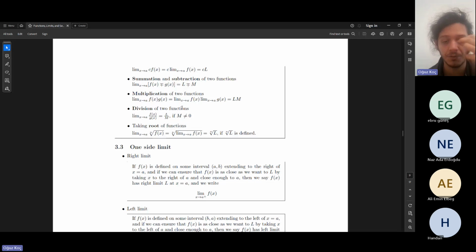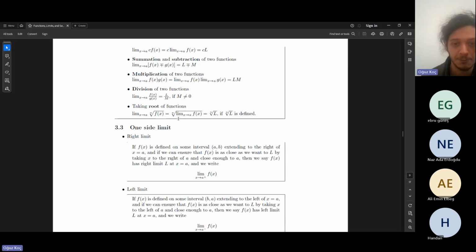And we have the division of two functions, limit of division, and it is very similar to the multiplication. Limit of f over g can be written as limit of f over limit of g, which is equal to L over m, and we already know that m does not equal 0. Taking the root of the function in here, you can just take the root outside of the limit, and we can write it as the nth root of L, if this is defined and there is no inconsistency. Okay.